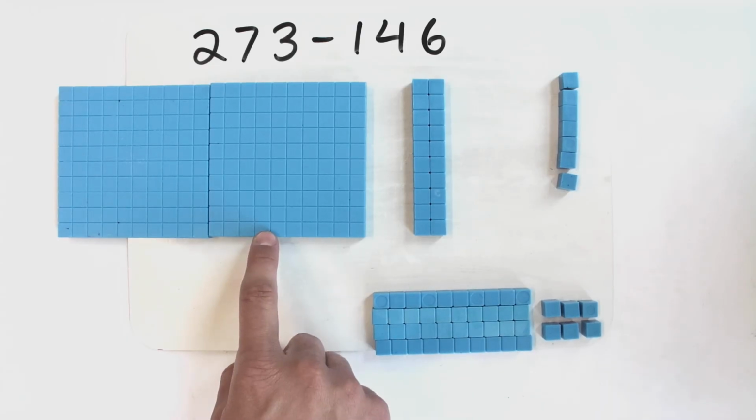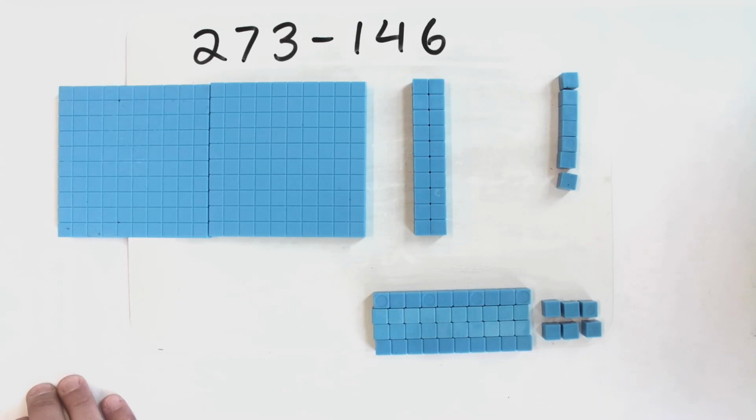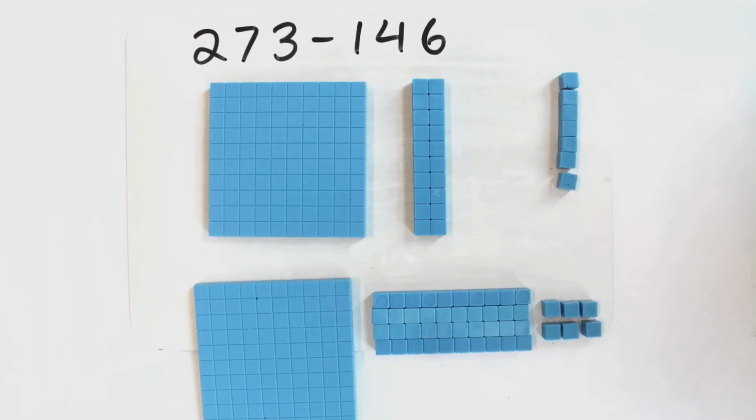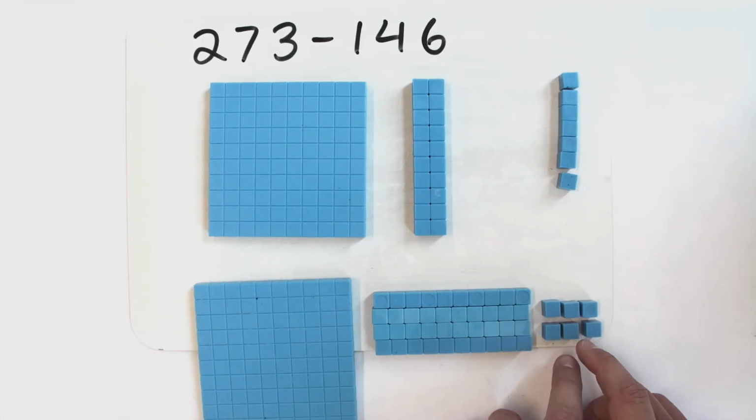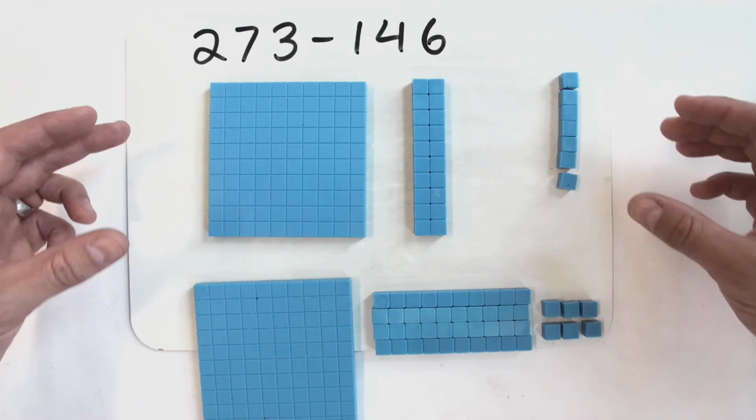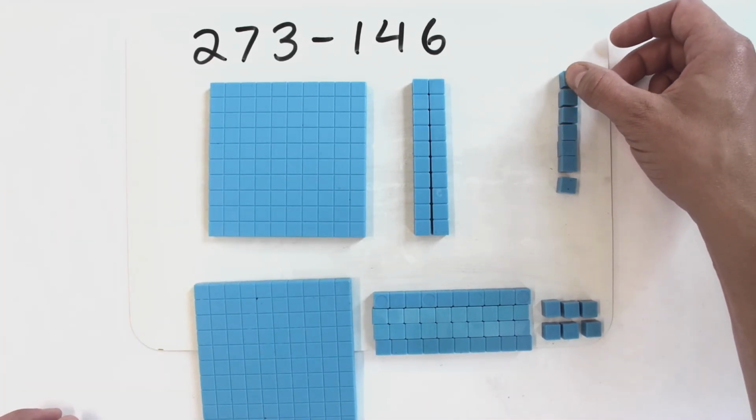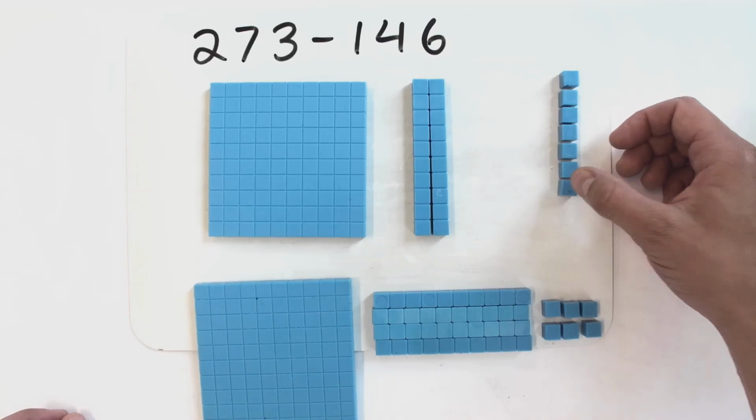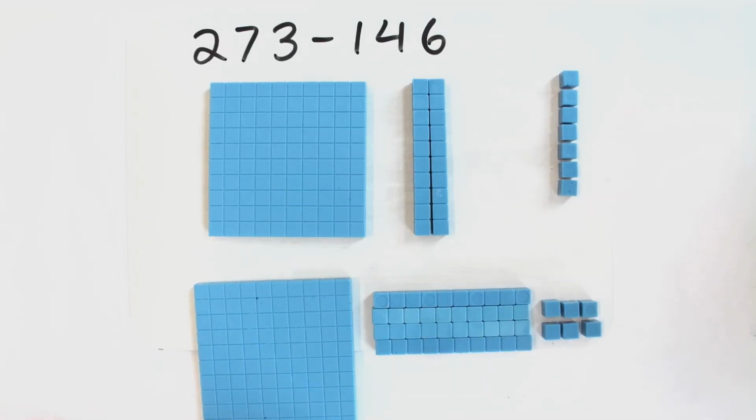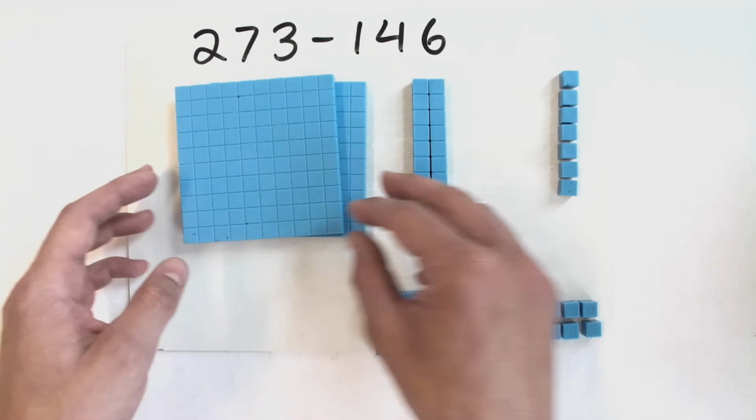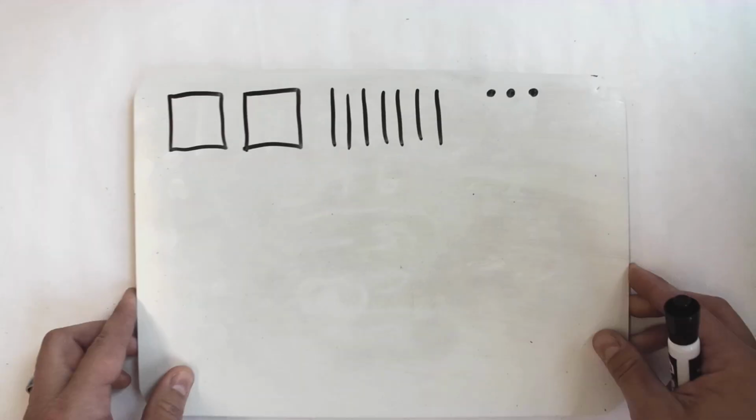We need to subtract 100 still. We have 2 available, so we can subtract one of those. From that starting amount of 273, we have subtracted 100, 4 10s, and 6 1s, so we have subtracted 146. What we are left with is 100, 2 10s, and 7 1s, so we have 127. That's our concrete model for the standard algorithm.